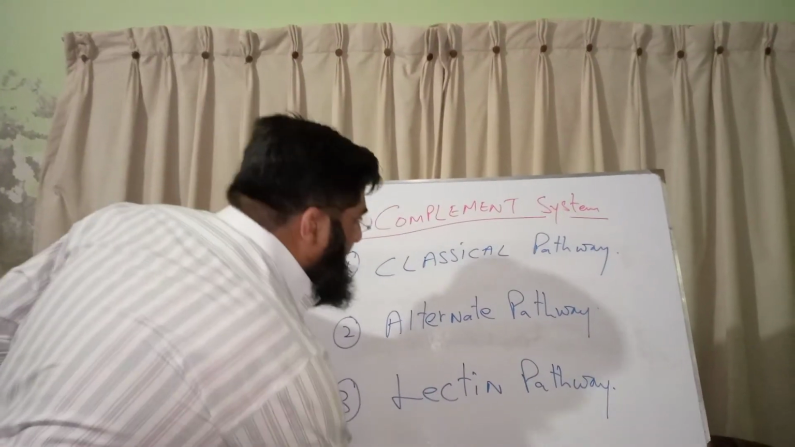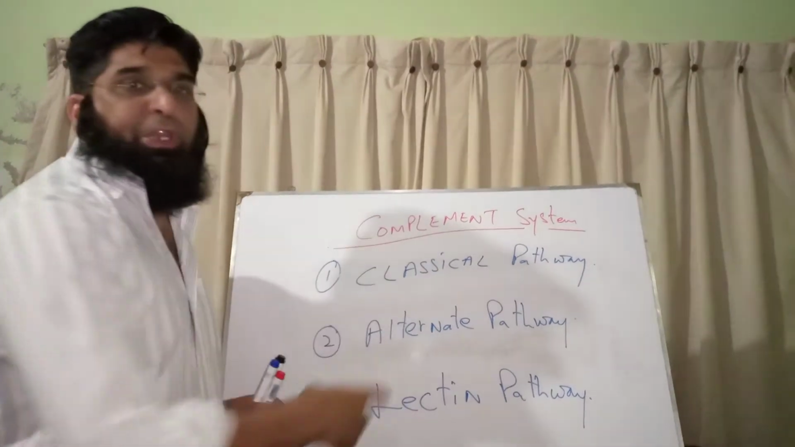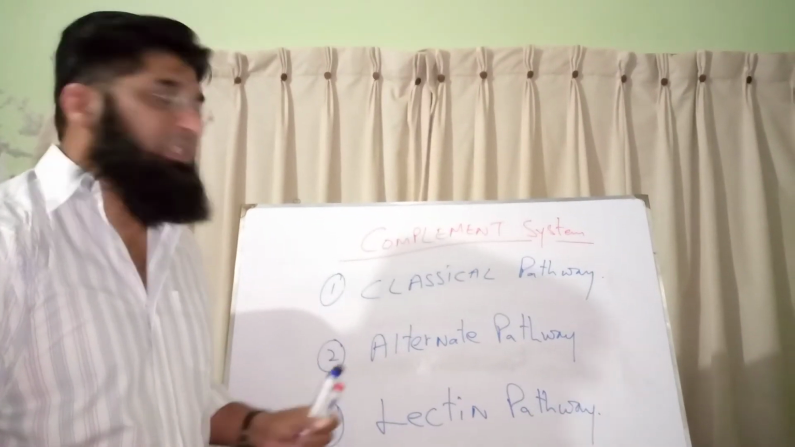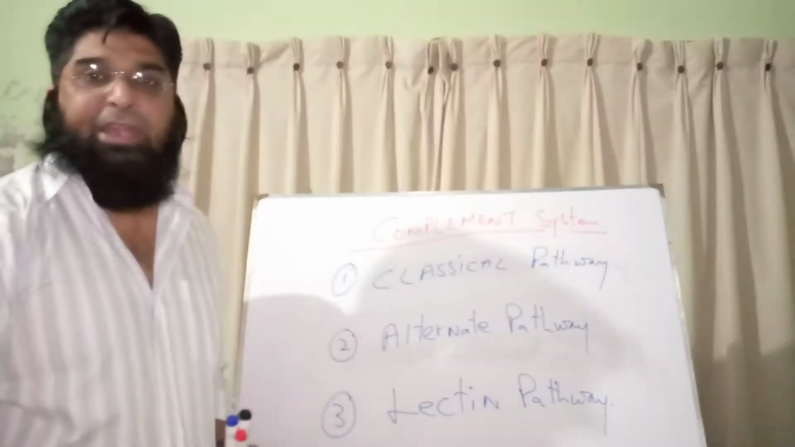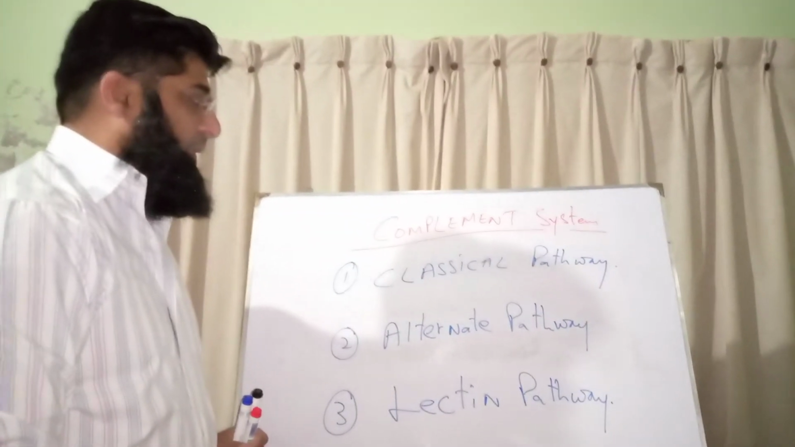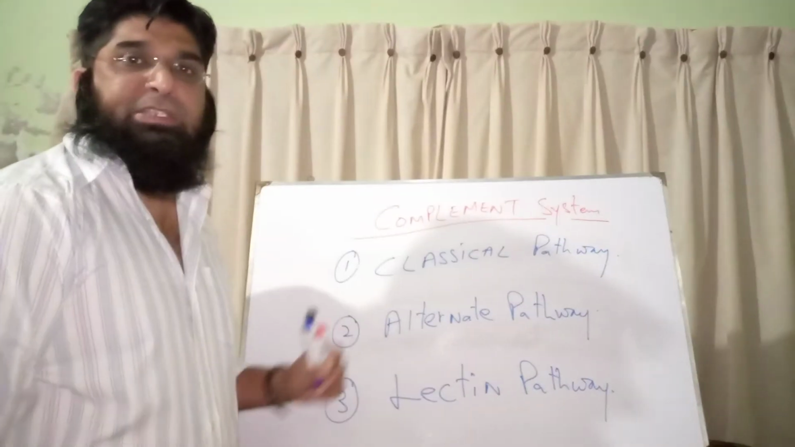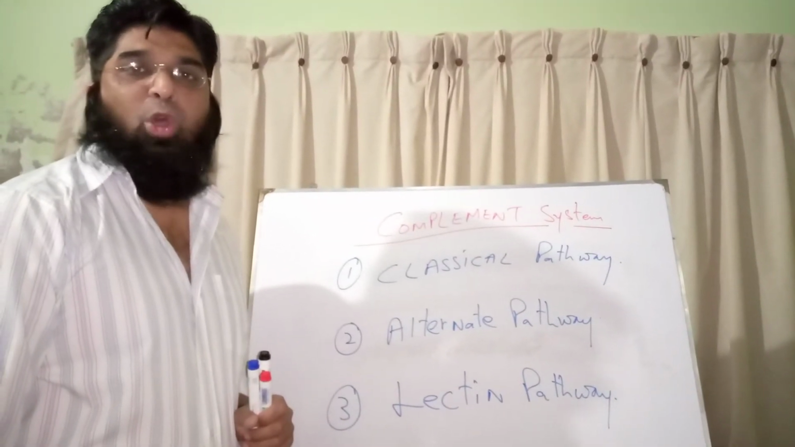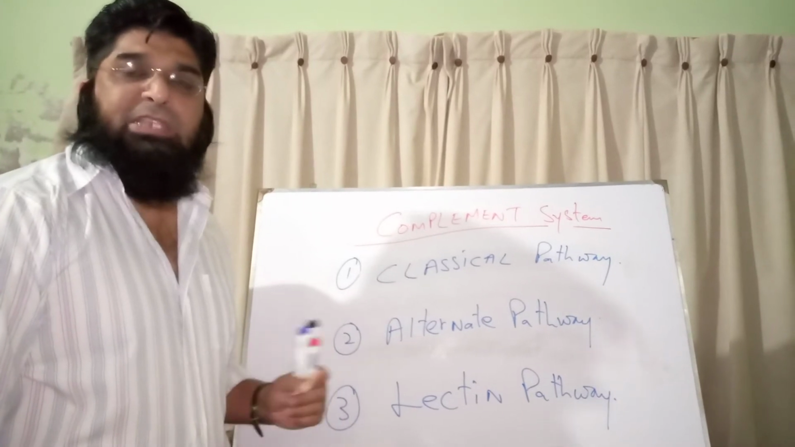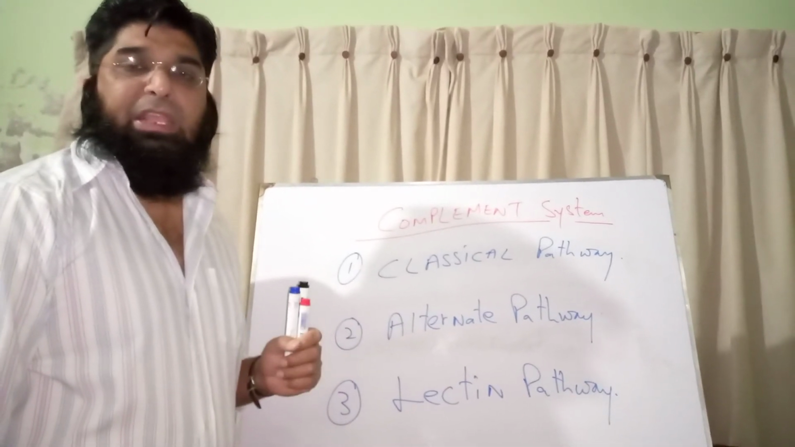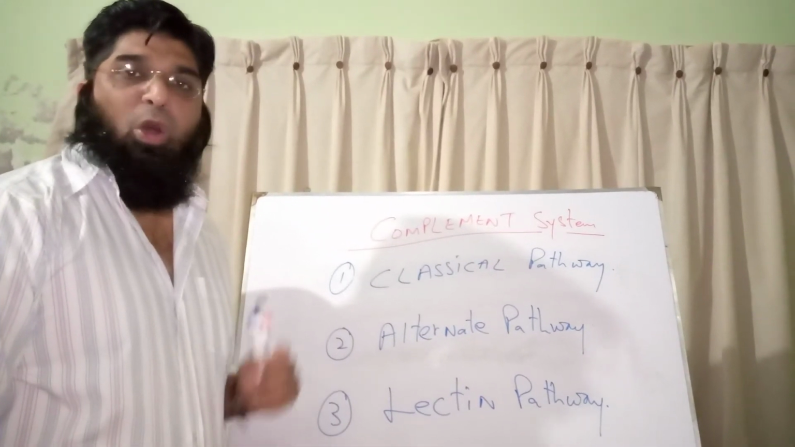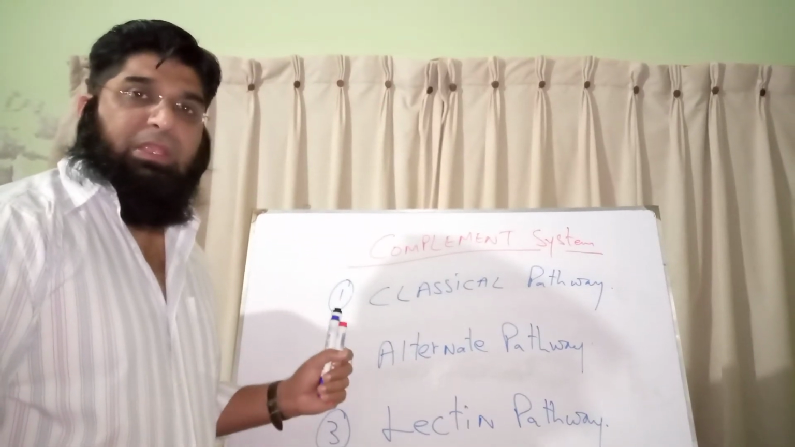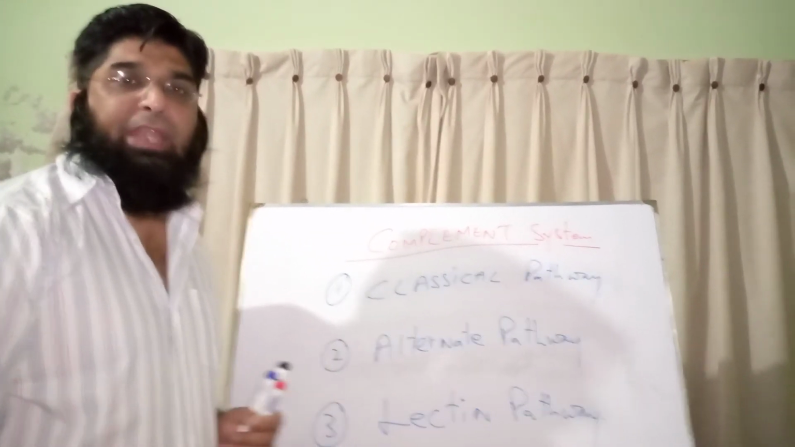Students, the classical pathway is antibody dependent. That is, it always requires the presence of antibodies for its activation. These antibodies are either in the form of immune complexes or independent or isolated antibodies.